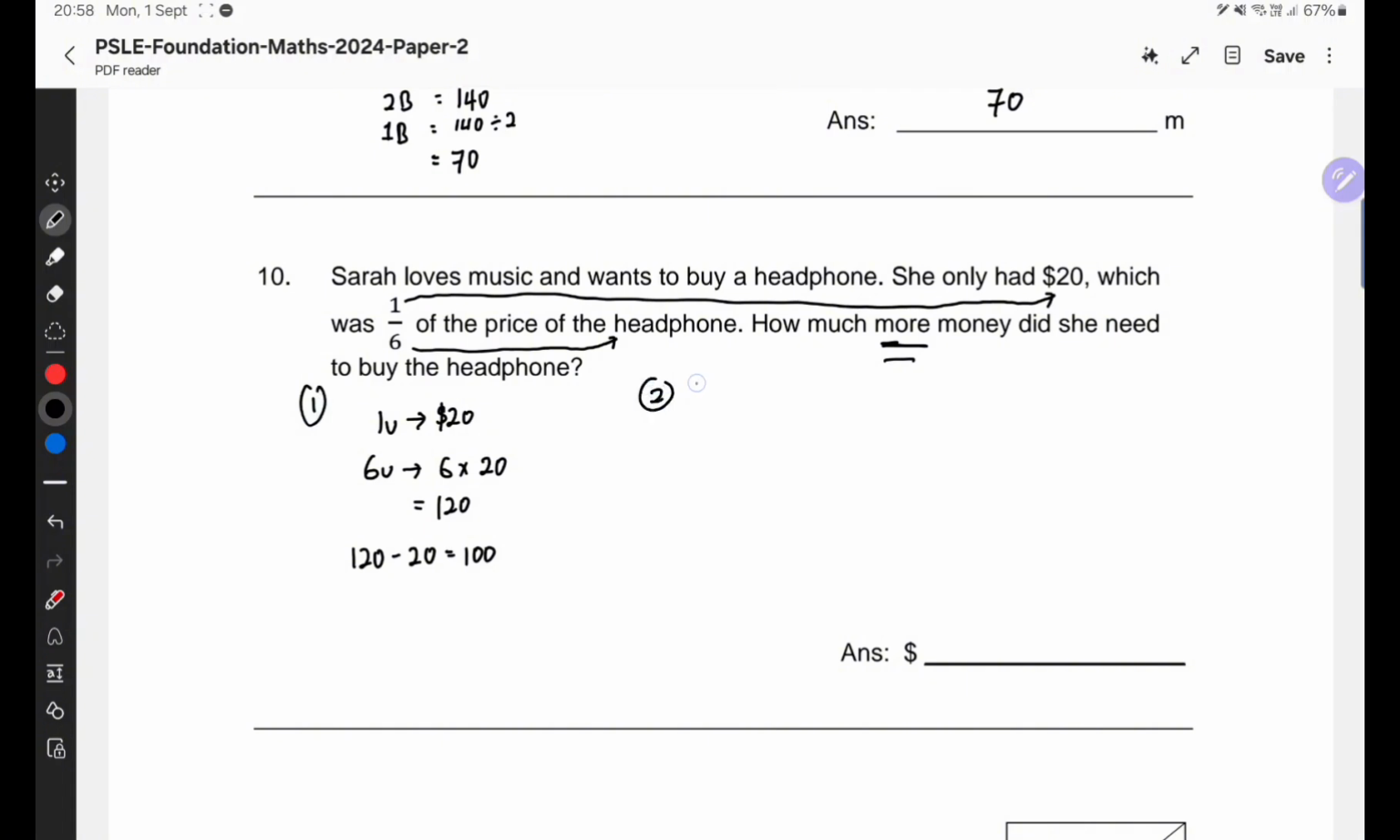Second method is we can say 1 unit is $20. Since that, how much more money did she need to buy the headphone? She needs another 5 more units. So we can also find what is 5 units, which is 20 times 5 equal to 100. Both ways will give us the same exact answer. So how much more money did she need to buy the headphone? She requires another $100.